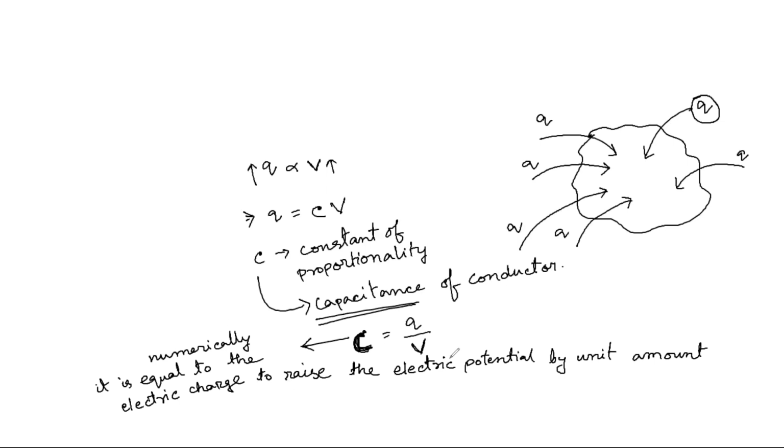What this statement actually means is that, let's say you have this expression C equals Q by V, and your V value is 1. That means the voltage is 1. In that case, your C becomes equal to the Q amount of charge. So it is nothing but the charge value which you require to raise the potential by unit amount.